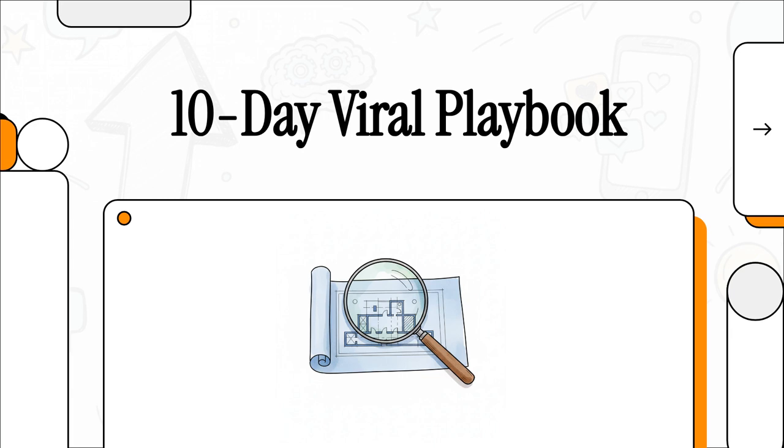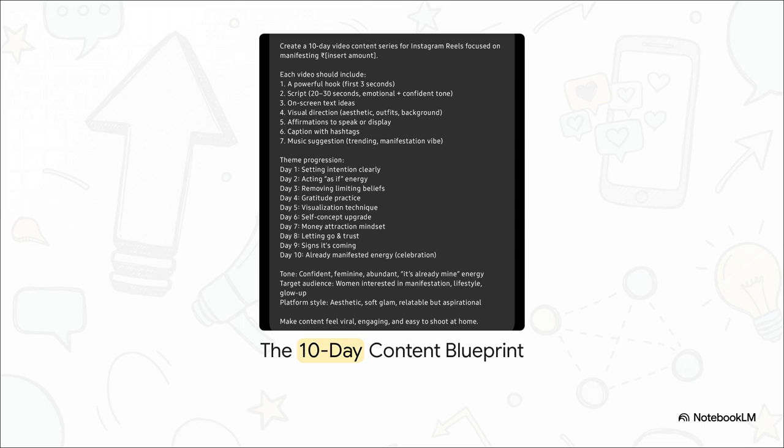Let's get into it. Right off the bat, here's the raw source material we're dealing with. This is an actual, literal blueprint, and it specifically instructs creators to, quote, create a 10-day video content series for Instagram Reels focused on manifesting a specific amount of money. I mean, it leaves absolutely nothing to chance. From the exact millisecond a hook needs to drop, right down to the psychological shift between day 2 and day 8. It's essentially a masterclass on how to generate video that completely captivates a viewer.